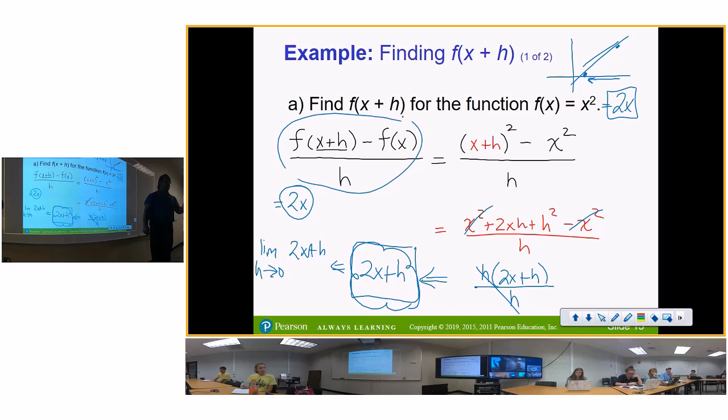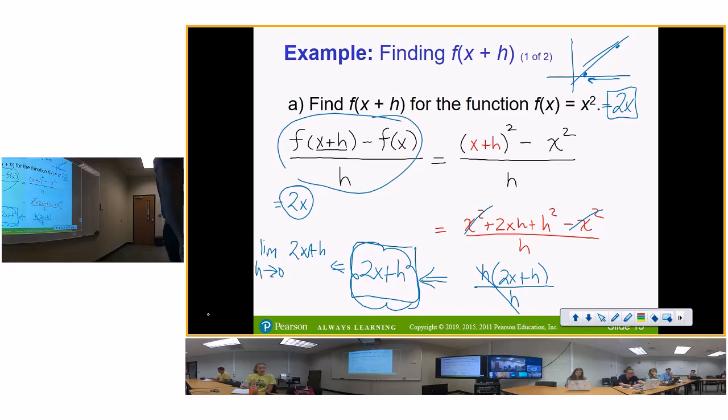But if you're not taking calculus, then all you're doing is confusing the shit out of me. Yeah, I'm trying to confuse you. No, you just need to learn how to get to 2x plus h.